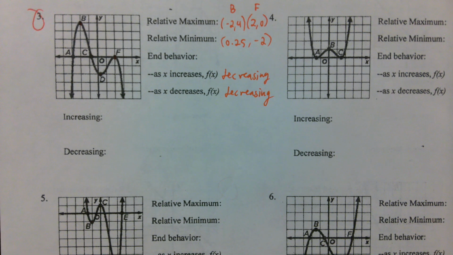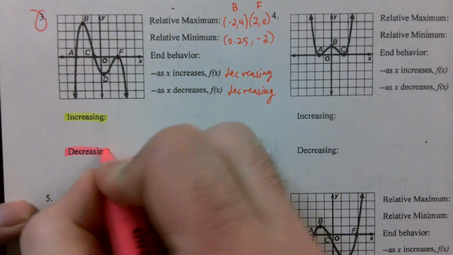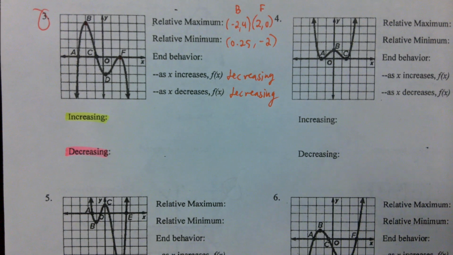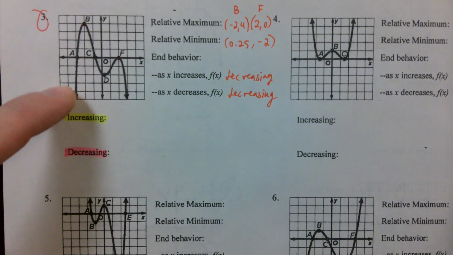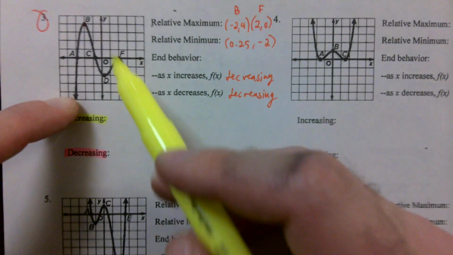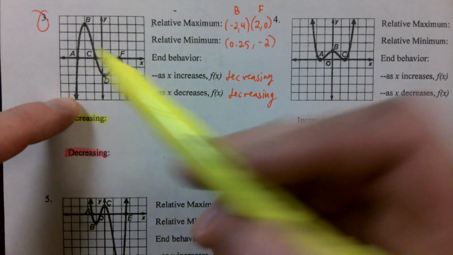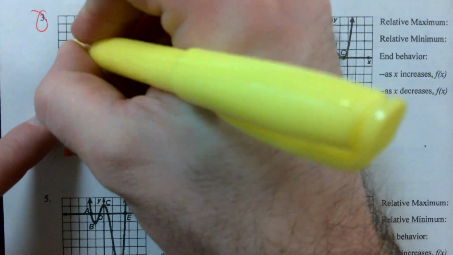And now for our increasing and decreasing intervals. Okay? I'm going to do this in 2 colors. You don't have to do this. I'm just doing it visually. All right? So, to figure this out, I'm going to start on the very left side of my graph. Here's my leftmost point right here. And I'm going to work my way up to this first maximum point, B.